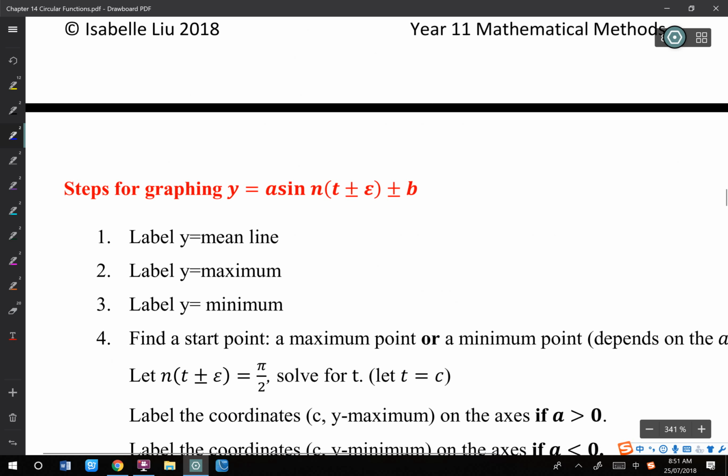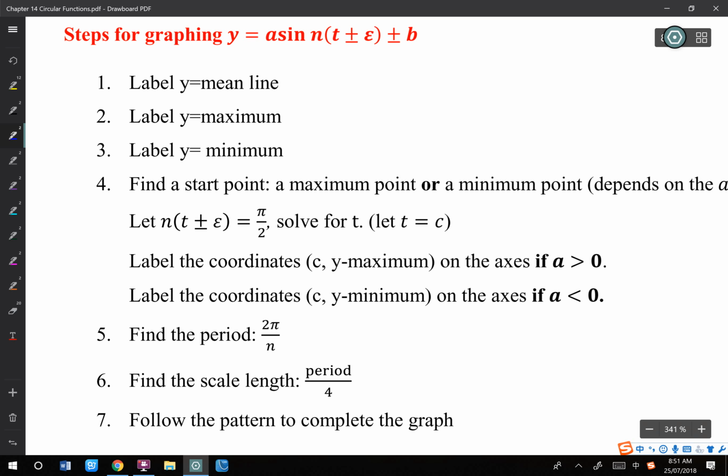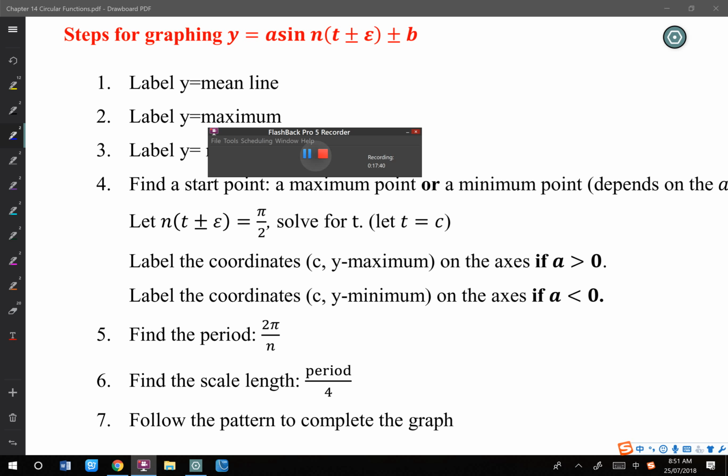If you can see the next page, that's to sketch a sine graph. Step 1, 2, 3, 4, 5, 6. I have already talked about that. Let's have a look at step 4.